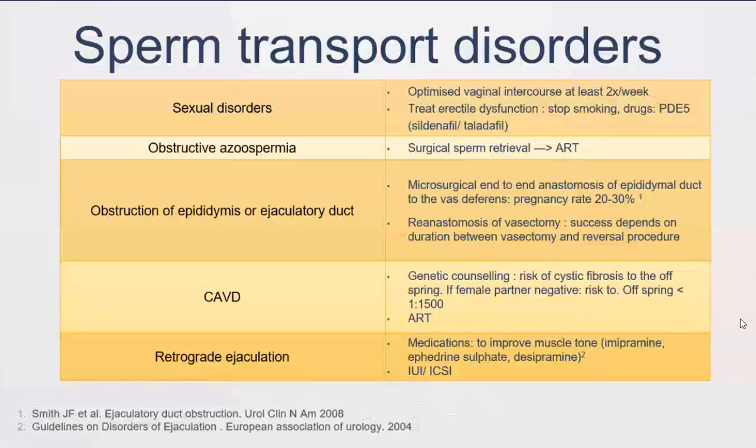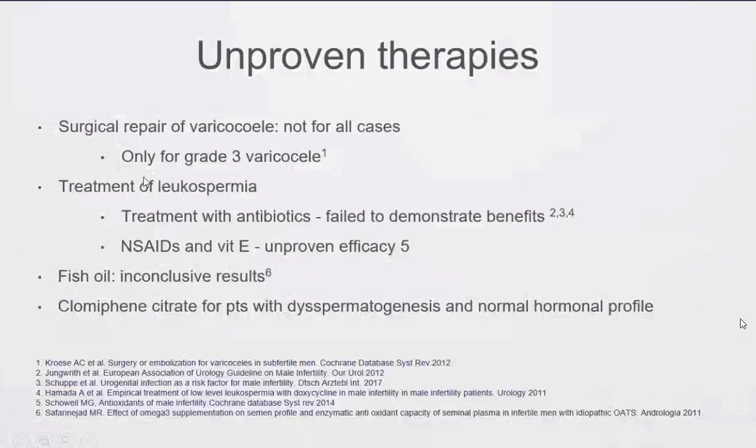So unproven therapies, we are not going to counsel all patients with varicocele to go for surgical intervention, only for grade 3 varicoceles that have been proven to be effective. To treat leucospermia, there are two schools of thought, but looking at the evidence, if you treat the patients with antibiotics, it failed to demonstrate any benefits. NSAIDs and vitamin E and also fish oil, the results are inconclusive. Some GPs or practitioners tend to give clomid for patients with dyspermatogenesis and normal hormonal profile. Again, this is not proven in studies.